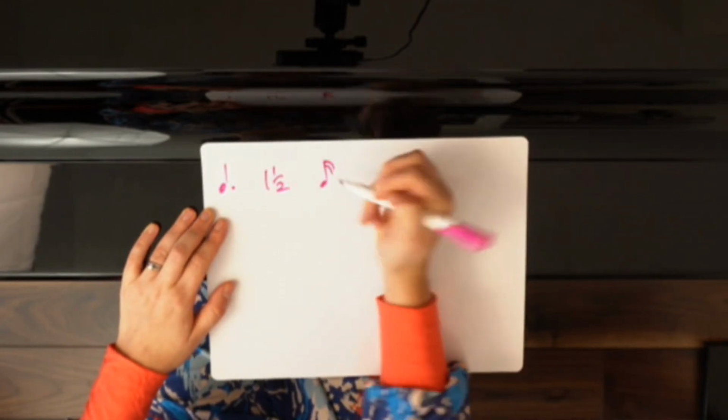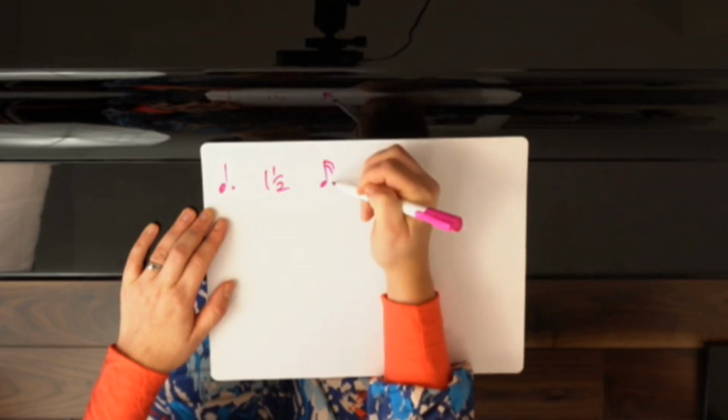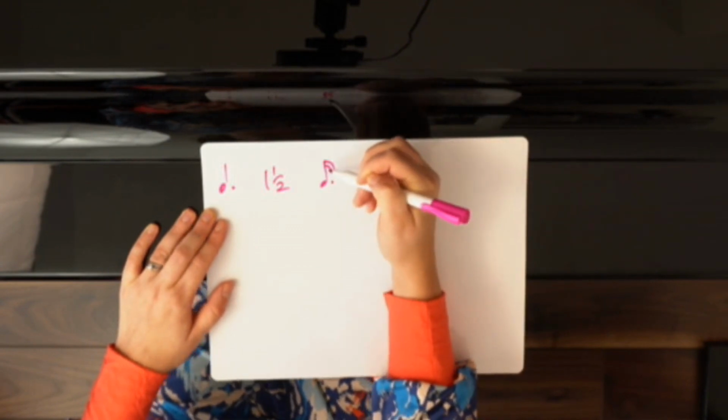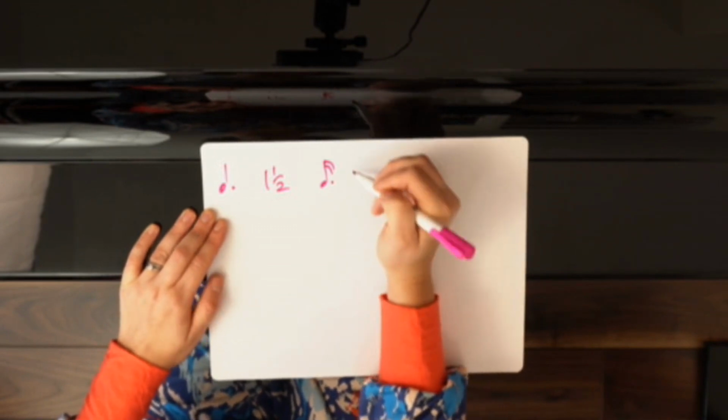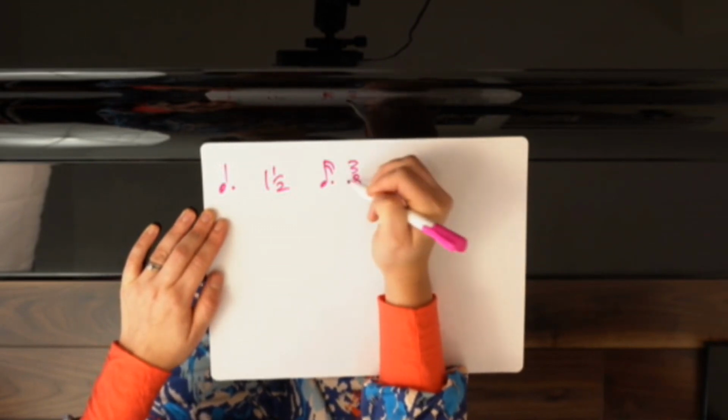If we take a semiquaver or a 16th note and add a dot to that, it would have been a quarter. A half of a quarter is an eighth. So it ends up as 3/8.